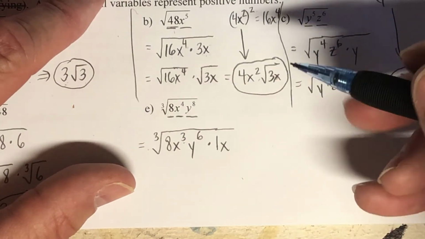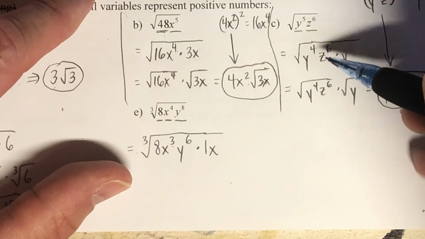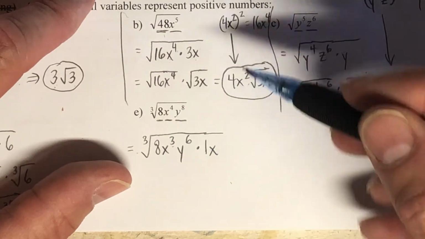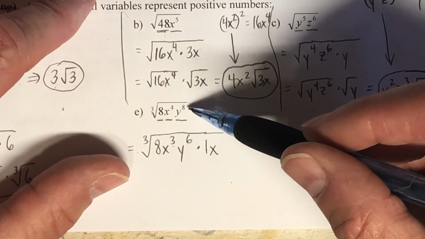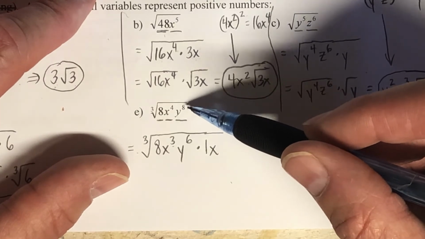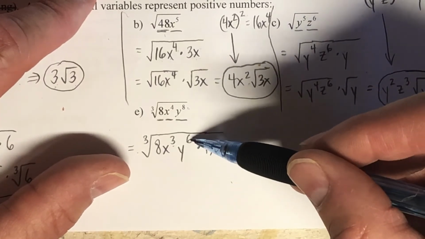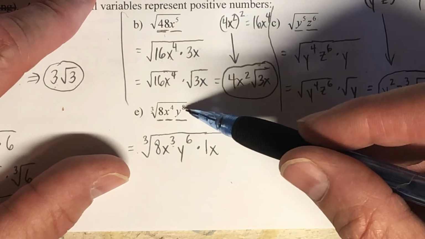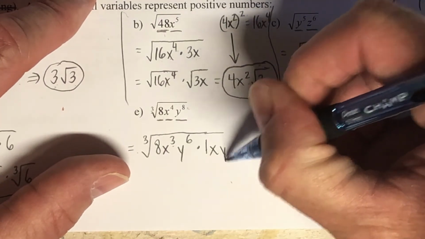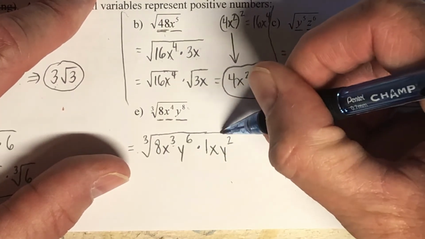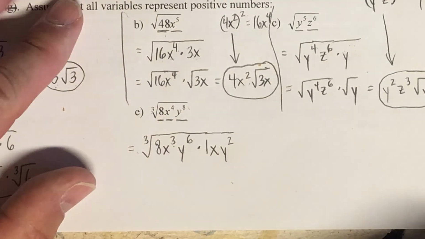And then, just like what we did up here with z to the 6th, oh, I'm sorry, I read that wrong. My fault there. I thought that was a y to the 6th right there. That's y to the 8th. So 6 plus what, you guys, is equal to 8. 6 plus 2 is 8. And so we're going to do y to the 2nd right there, like that.